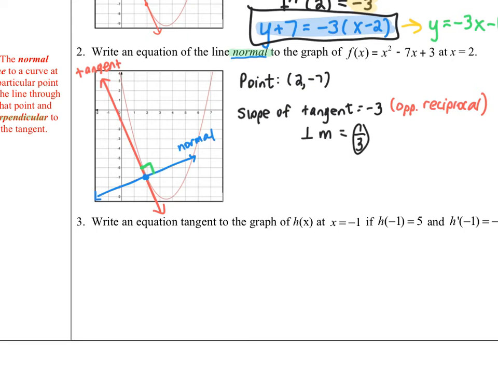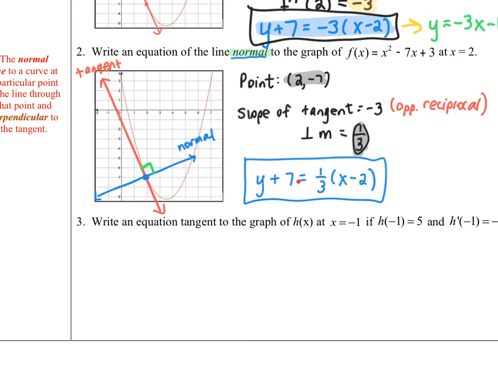So now this is my point, my 2, -7, and this is my slope. I just use point slope and I write my equation. And now this is the equation of my blue line that is perpendicular to my tangent line.